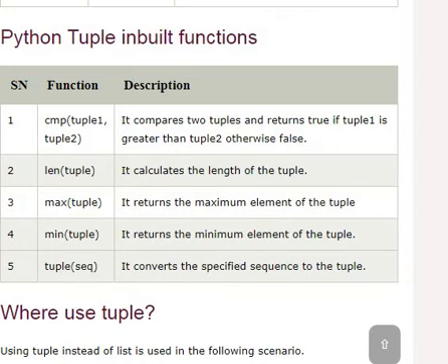We have an inbuilt function cmp to compare two tuples, and it returns true if the first tuple is greater than the second tuple, and so on. And we have len to find the length of the tuple, and max, min, and look at the fifth one, tuple. It converts any sequence to a tuple.